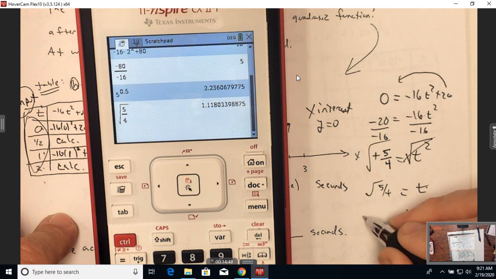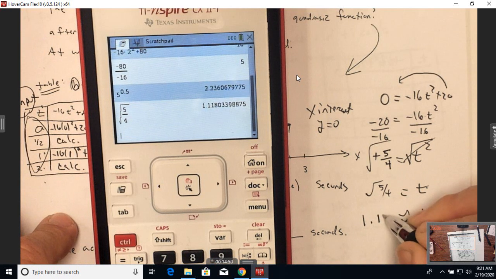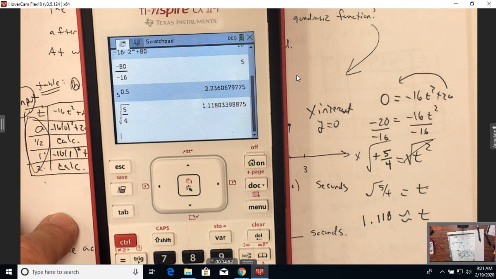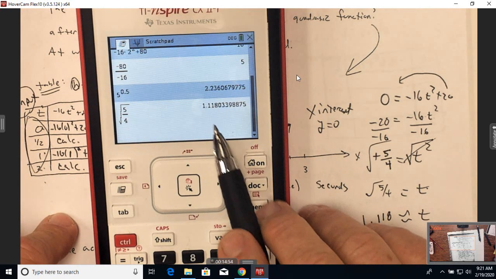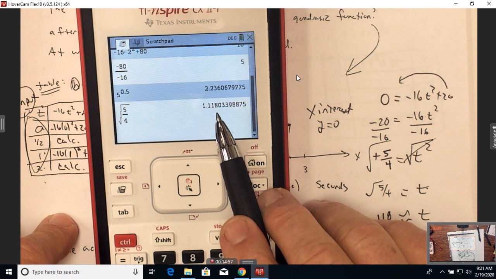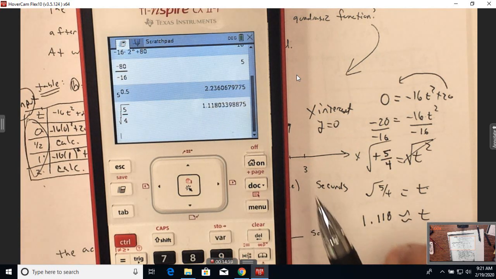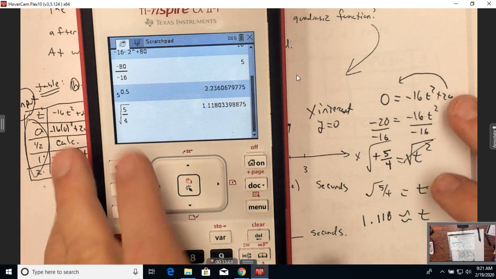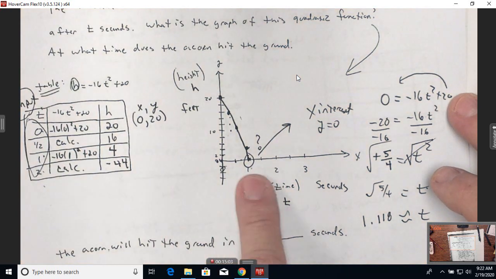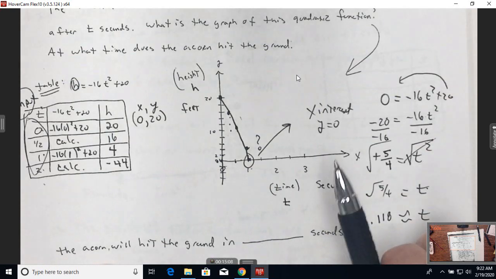What'd y'all get? It's about 1.118 seconds if we rounded it to 3 decimal places. The tenths, hundredths, thousandths place. The 0 tells the 8 to stay the same. So it takes about that many seconds for it to hit the ground. So we can answer the question now.